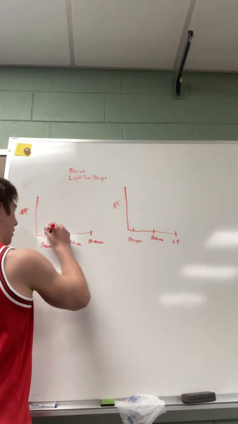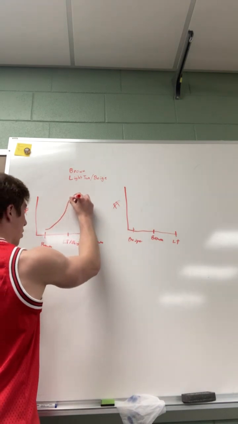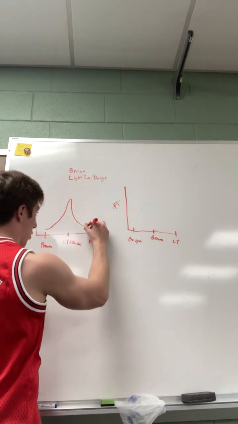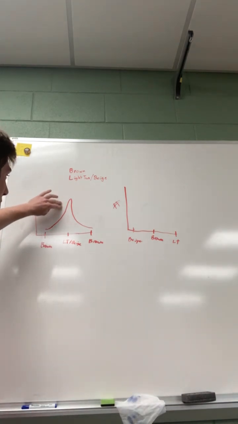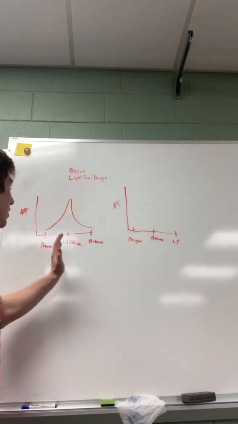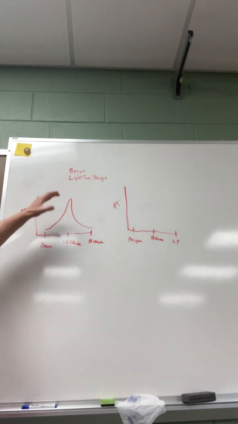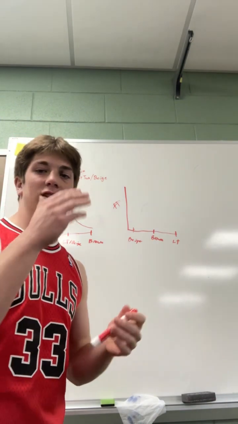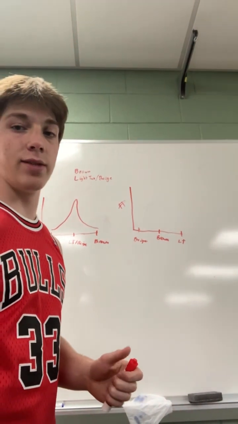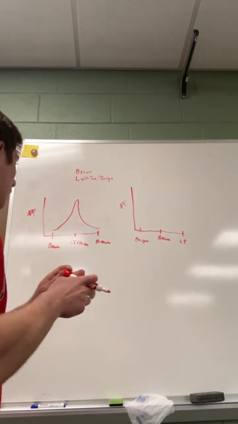So the graph is going to show that you can see right in the middle there's a huge spike, and that means that light tan or beige has the highest number of lizards, which means that's obviously a dominant trait, and it obviously has an advantage over the brown ones.